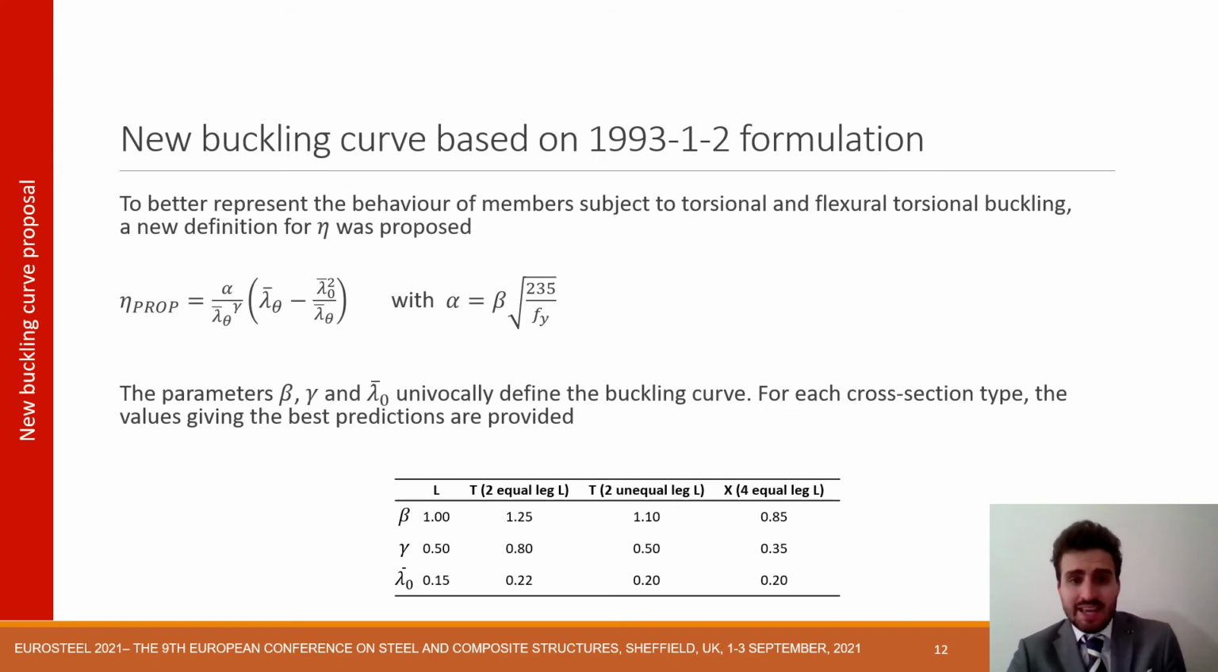So to better represent the behavior of the members subject to torsional and flexural-torsional buckling, a new buckling curve was proposed based on the Eurocode curve. The difference between the two curves consists in the definition of the generalized imperfection factor eta, and the 3 parameters beta, gamma, and lambda 0 numerically define the new buckling curve. For each cross-section type, you may find the values of beta, gamma, and lambda 0, giving the best predictions in the table shown in this slide.